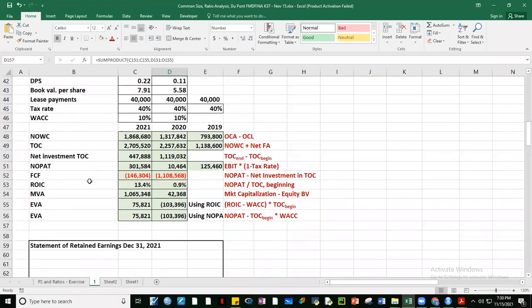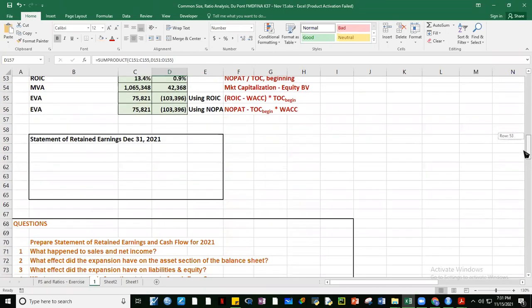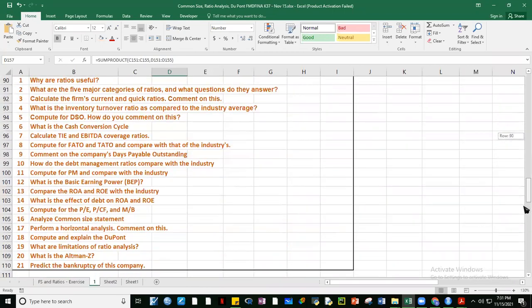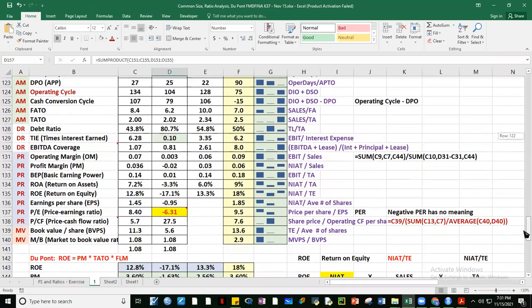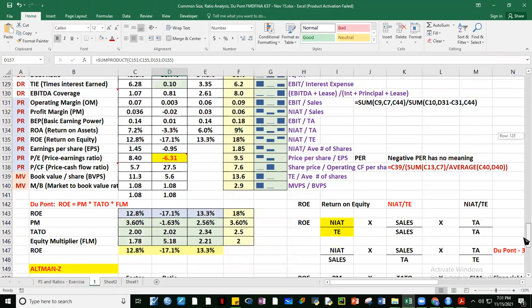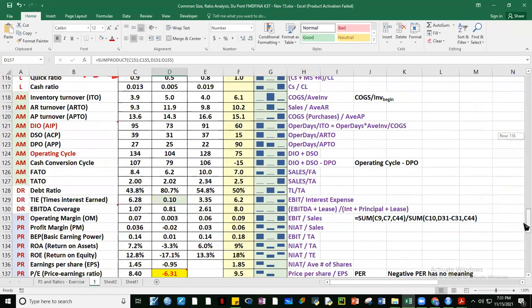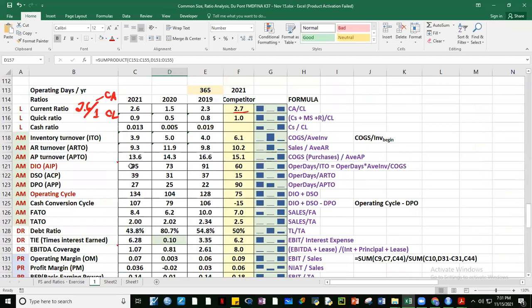Then we learned how to compute for the NOWC and TOC. These are needed in order to determine our NOPAT, free cash flow, ROIC, MVA, and EVA. EVA and ROIC are very important measures to determine whether the company created value for its shareholders for that specific year. And then we looked at several types of ratios: liquidity, asset management, debt ratio, profitability ratios, and market value ratios. We said we do not look at them as one ratio but taken together in terms of time and as benchmark with our direct competitor.